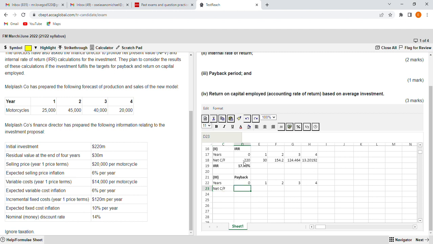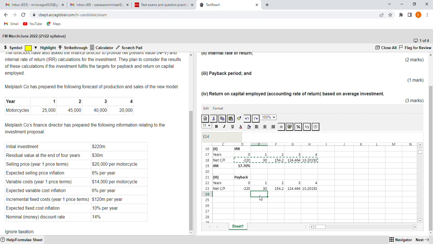You didn't come? Don't worry. Do it again. Copy. In fact, control plus V. This is your net cash flow. Now we are paying back this 220. We are paying back this 220. Are you getting me?